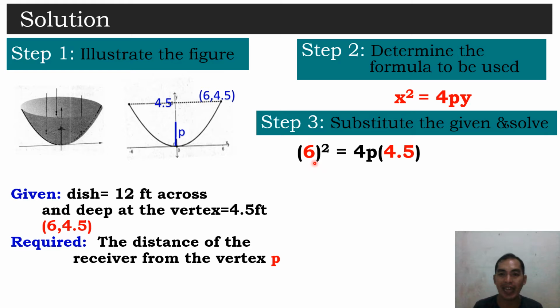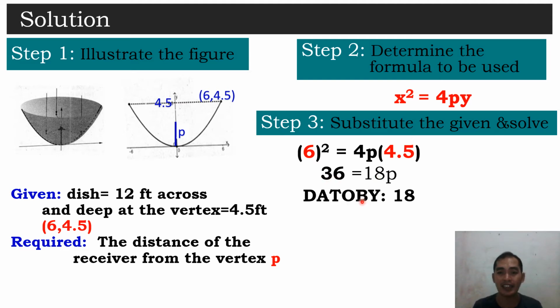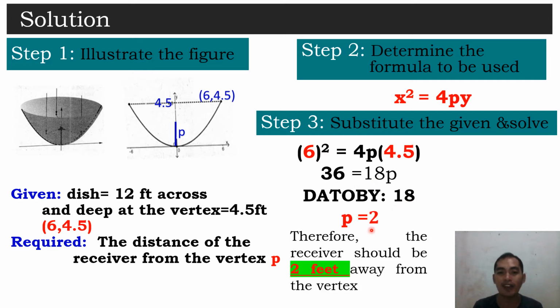So here we have x is 6. So 6 squared equals 4p. We will determine p and the value of y is 4.5. So 4 times 4.5 is 18p. 6 times 6 is 36. 36 divided by 18 is 2. That's the value of P. That's the length from the dip of the dish to the receiver. Okay? The receiver should be 2 feet away from the vertex, and that's the answer.